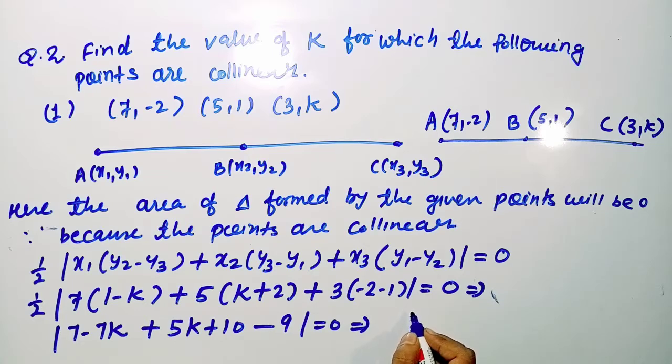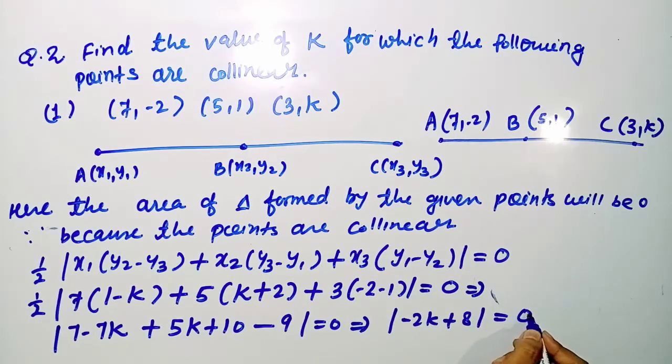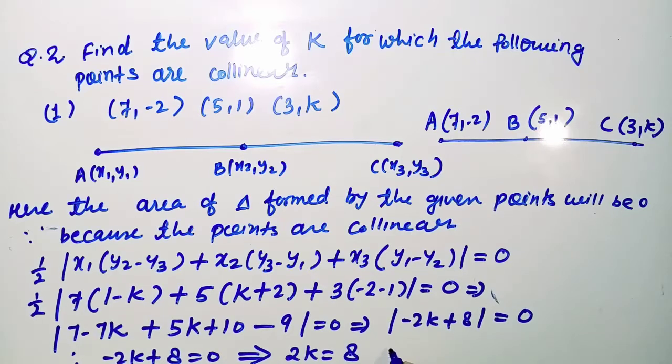Okay students, now here you can see the variable terms and the constant term. So minus 2k plus 8 is equal to 0. So 2k is equal to 8, so k is equal to 4. Okay students, in this way you can find out the value of k.